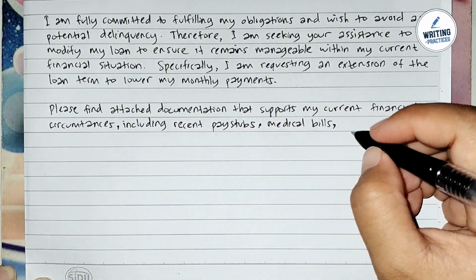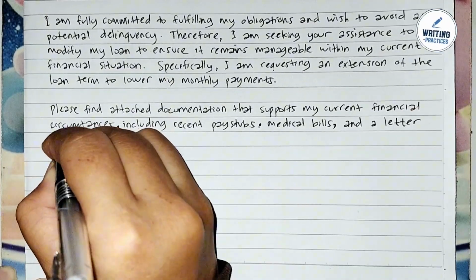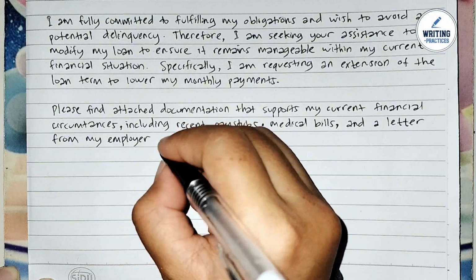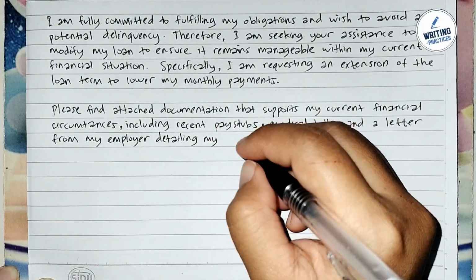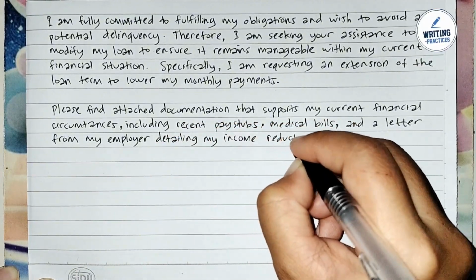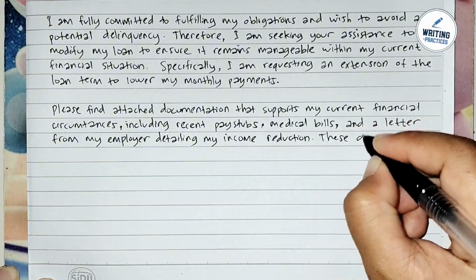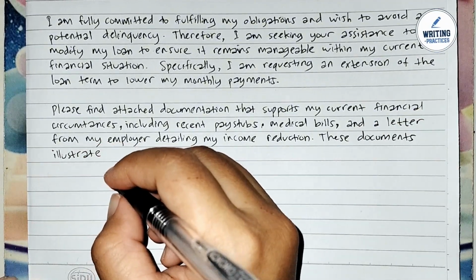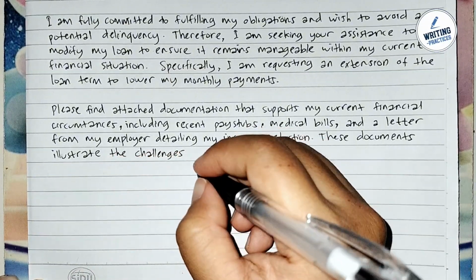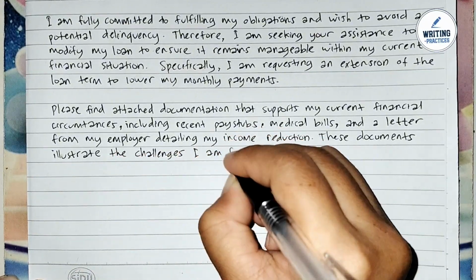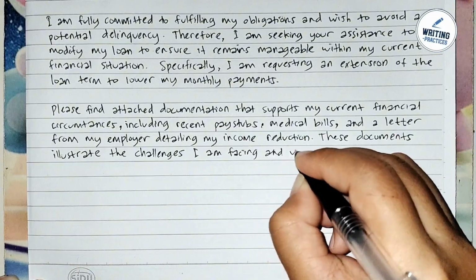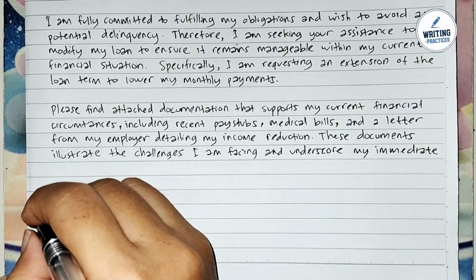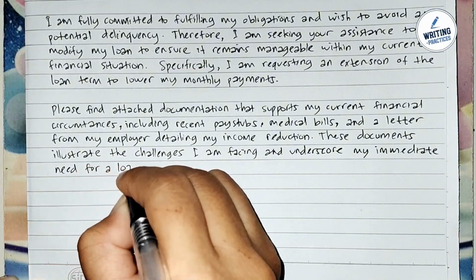For example, you can write something like, "Please find attached documentation that supports my current financial circumstances, including recent pay stubs, medical bills, and a letter from my employer detailing my income reduction." And elaborate more about your financial situation through these documents. You may write, "These documents illustrate the challenges I am facing, and underscore my immediate need for a loan modification." By doing so, you are telling the recipients that the loan modification is an urgency.